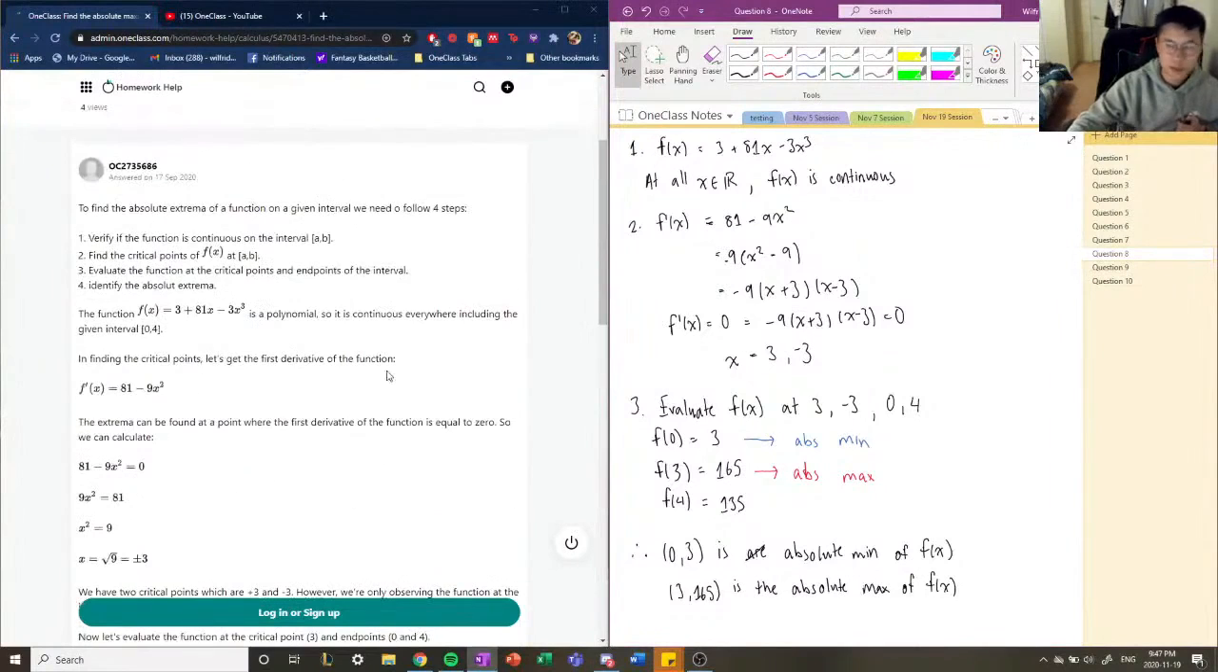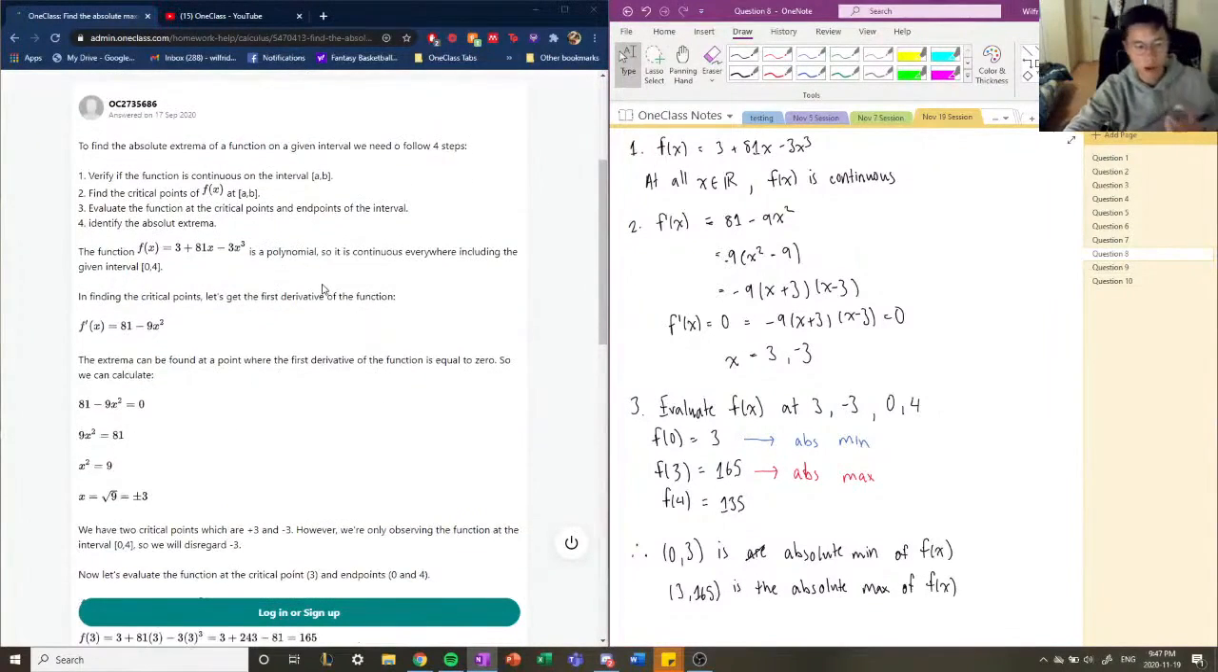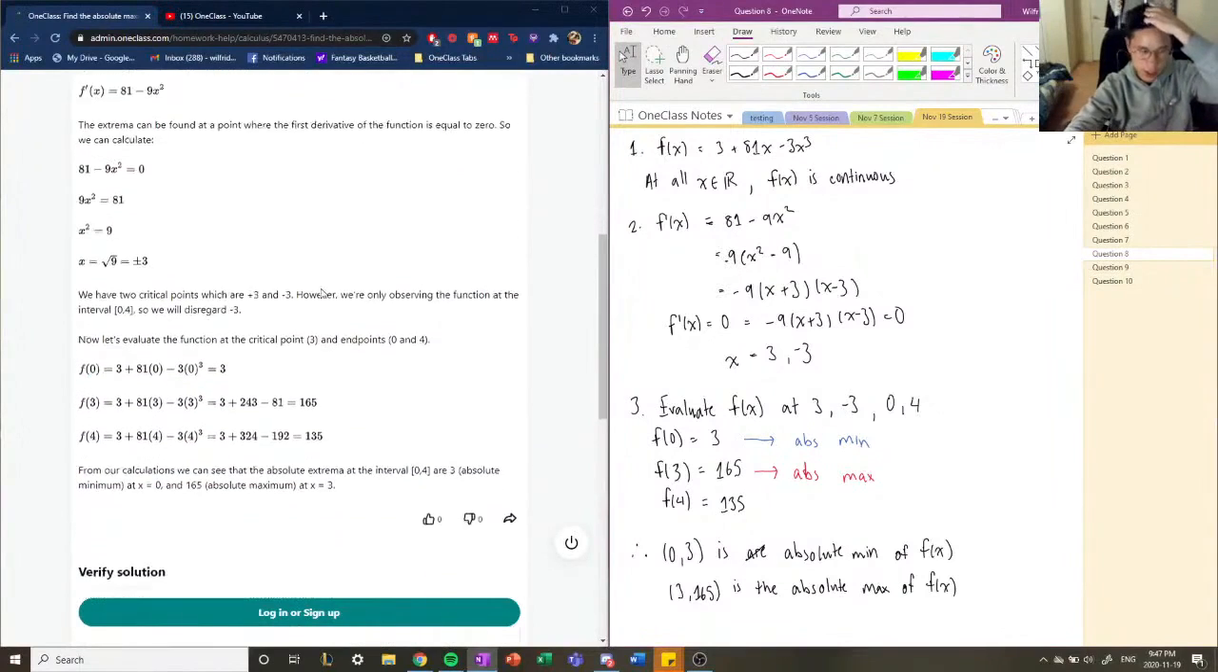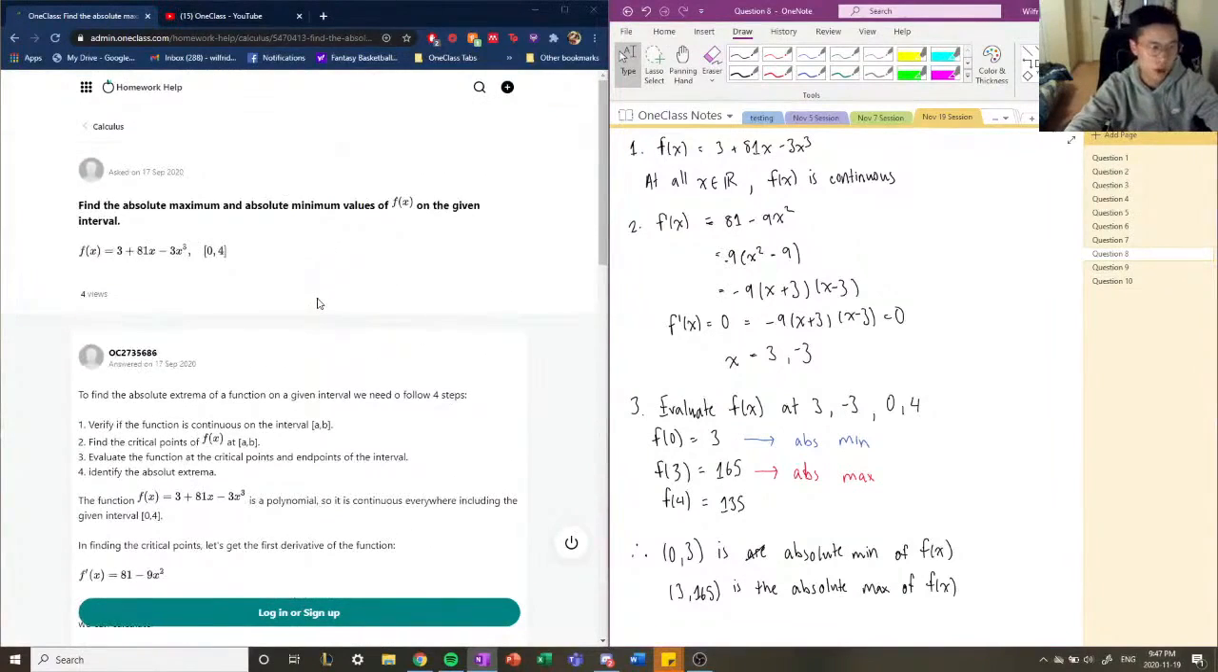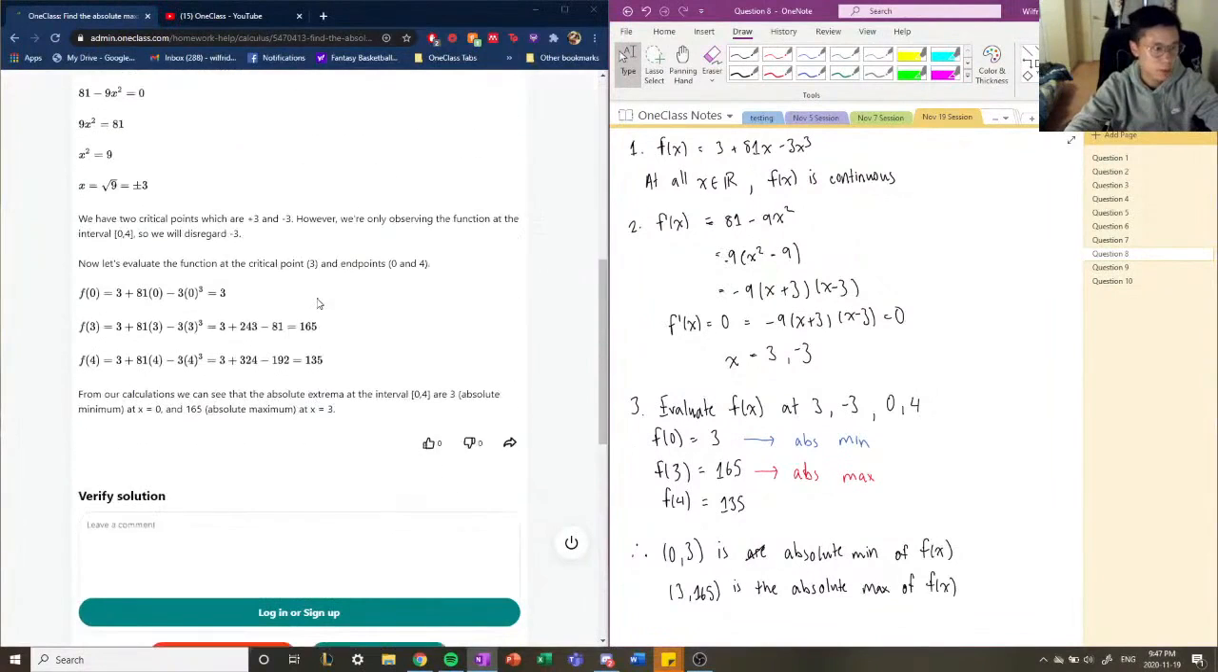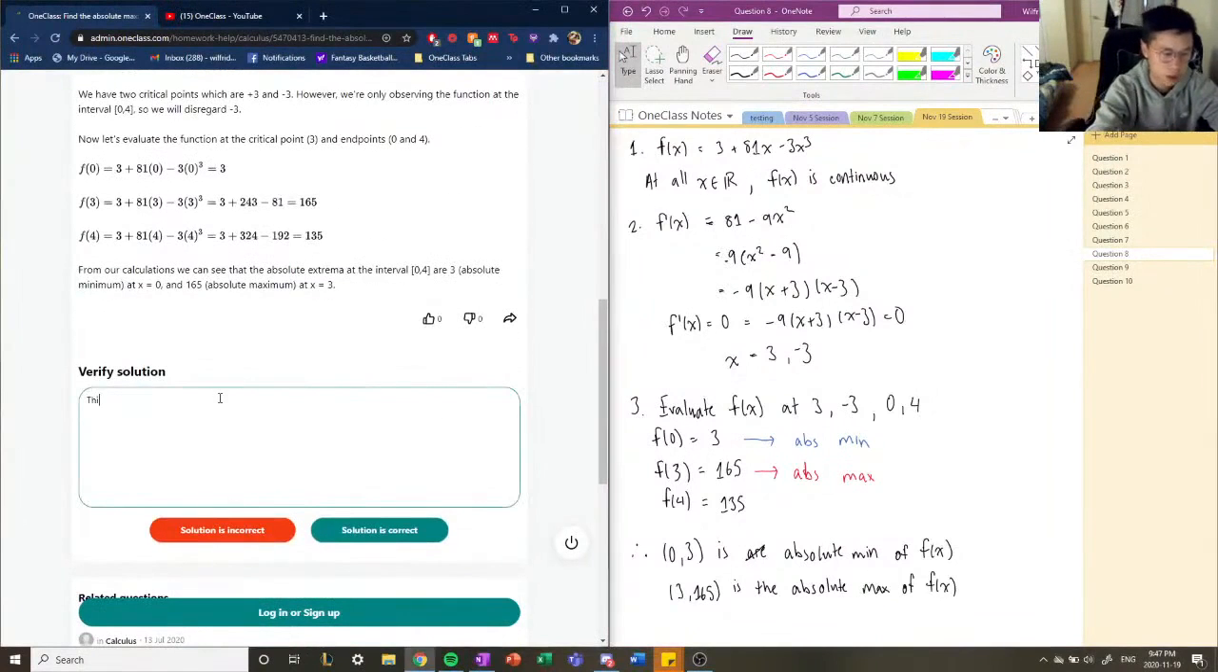So this was the step-by-step strategy for solving these kinds of questions. You will encounter a lot of them because they're very simple, but they test a lot of core principles and theories. So this solution is correct. Good work.